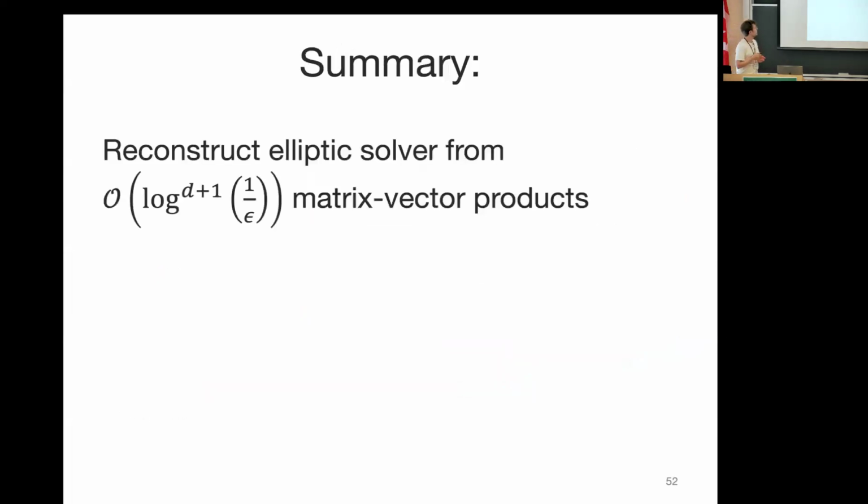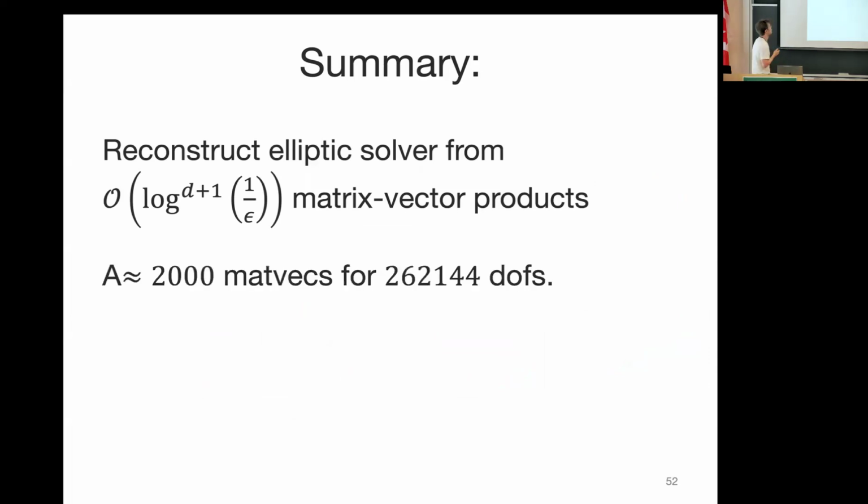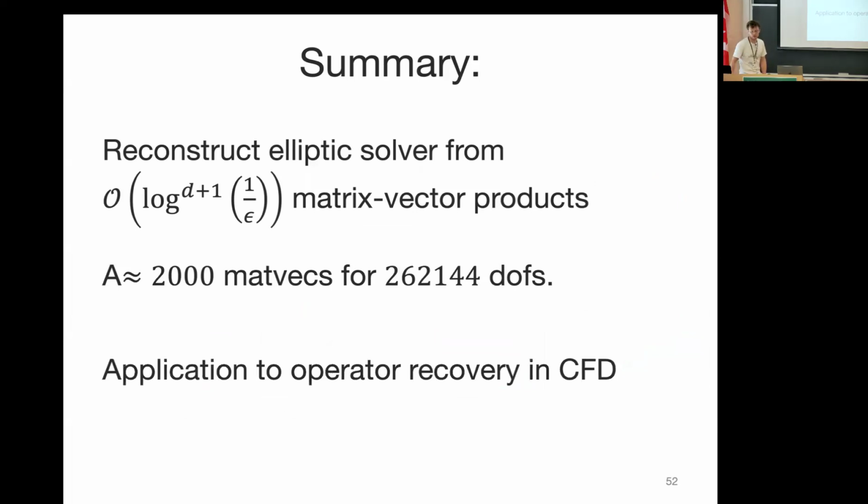So, summary: we have this exponential reduction in the number of matrix vector products to reconstruct elliptic solution operators, 2,000 matrix vector products for 260,000 DOFs, and this seems to work well in actual application problems arising in CFD.